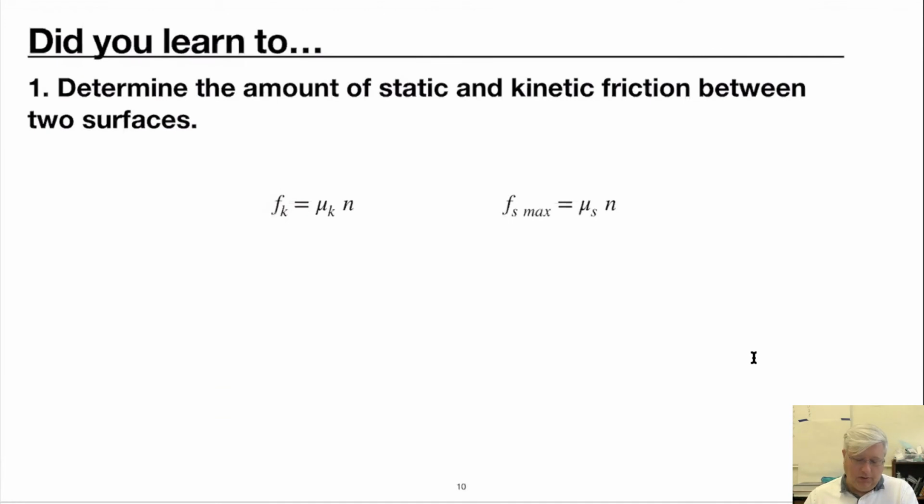And so did we learn to determine the amount of static and kinetic friction between two surfaces? So we know that the frictional force is proportional to the normal force. And as we saw in the last example problem, the normal force is not always equal to the weight. And also we saw that the coefficient of static friction is always greater than kinetic friction. It's easier to start something moving than it is to keep it moving. Okay, and that's it for lesson 17.